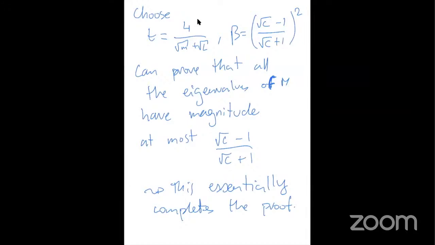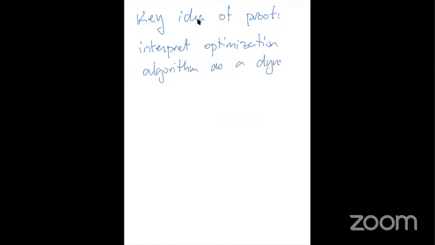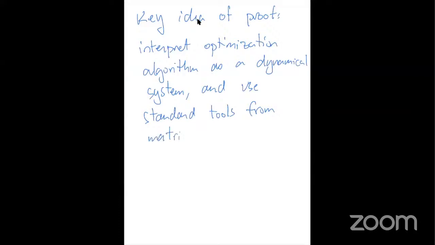So, key idea of the proof is to interpret the optimization algorithm as a dynamical system and use standard tools from this area, from matrix analysis, to analyze its convergence. Okay.